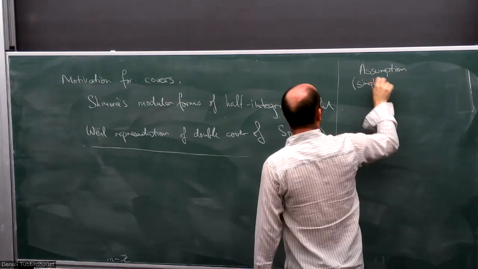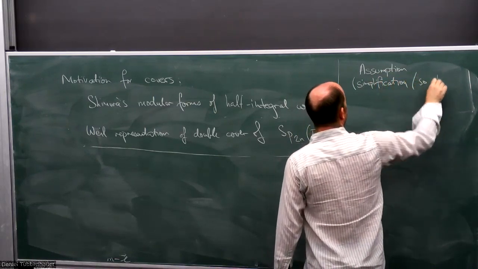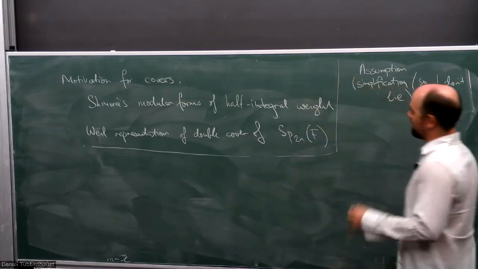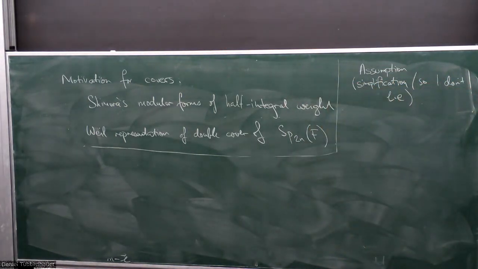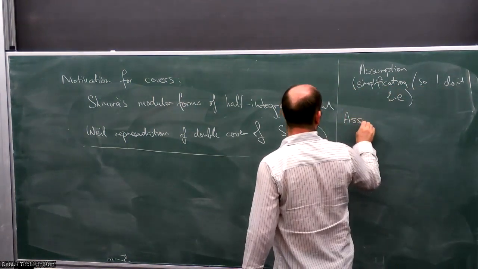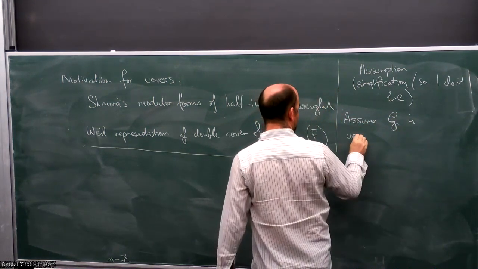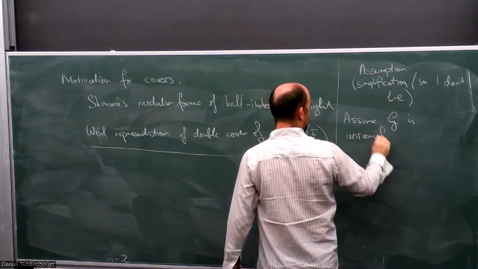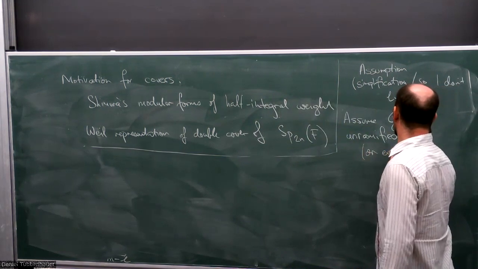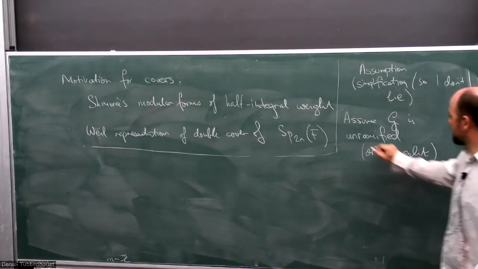I'm not sure if I can get rid of this. So I can simplify things. Let's assume, for instance, that D is these group schemes, either unramified or evenly split. So I'll tell you what this is.